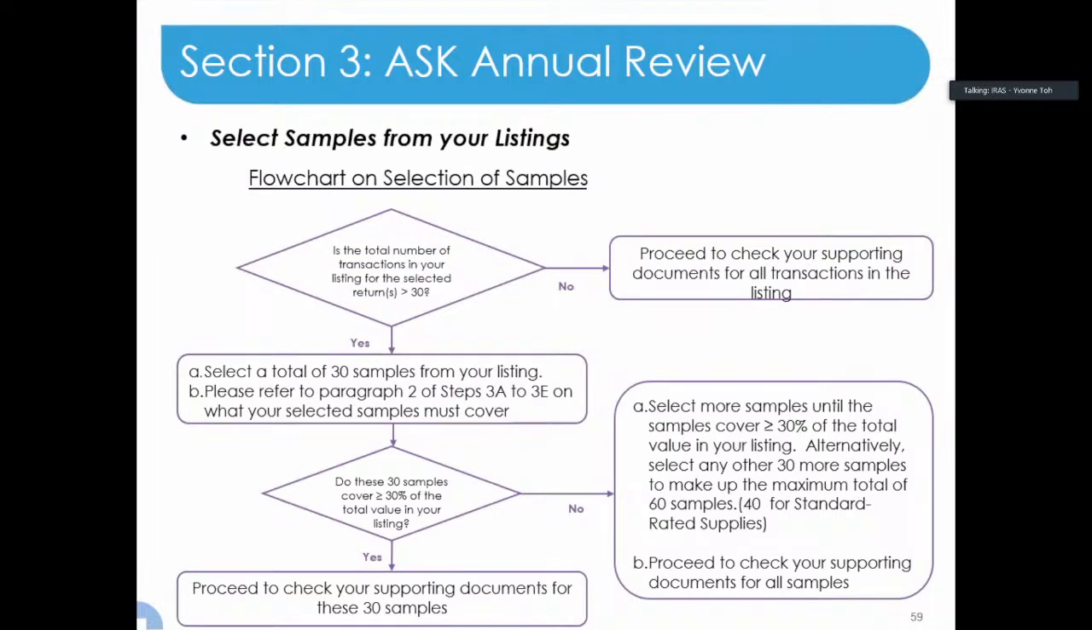This flowchart is actually extracted from our eText guide to show you how to select samples from your listing. You start off from the first box. If the total number of transactions in your listing is less than 30 transactions, then you will check all of the transactions.